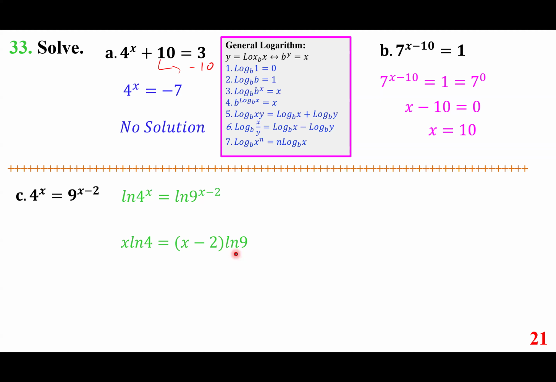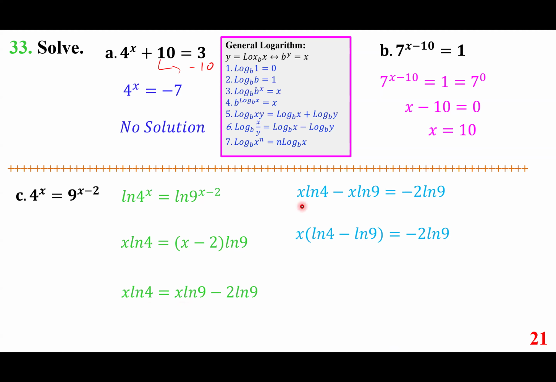So what do we do? Well, on the right side, ln 9 is a number, distribute. You get x times ln 9 minus 2 ln 9. We want to come up with the exact answer. We don't want to use the calculator. And to do so, because we are solving for x, we are going to move this one this way. As you move this one this way, you get minus x ln 9. And now on the left-hand side, you see x is in common. You can take it out.